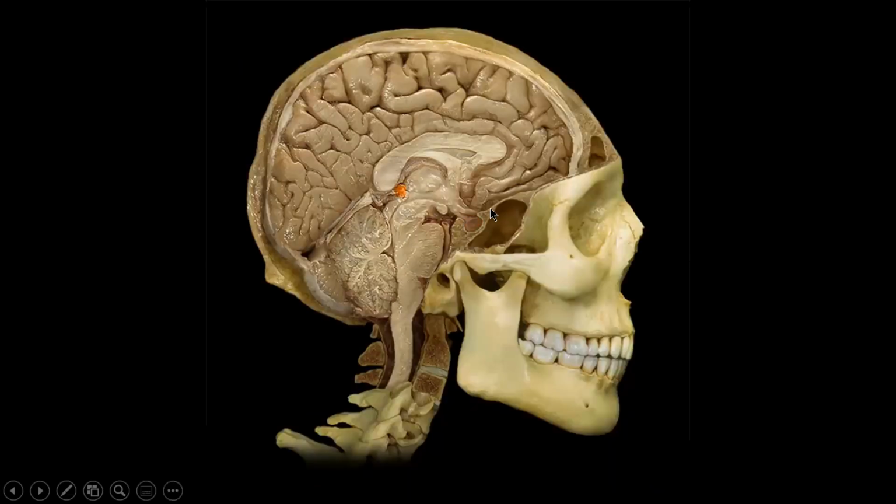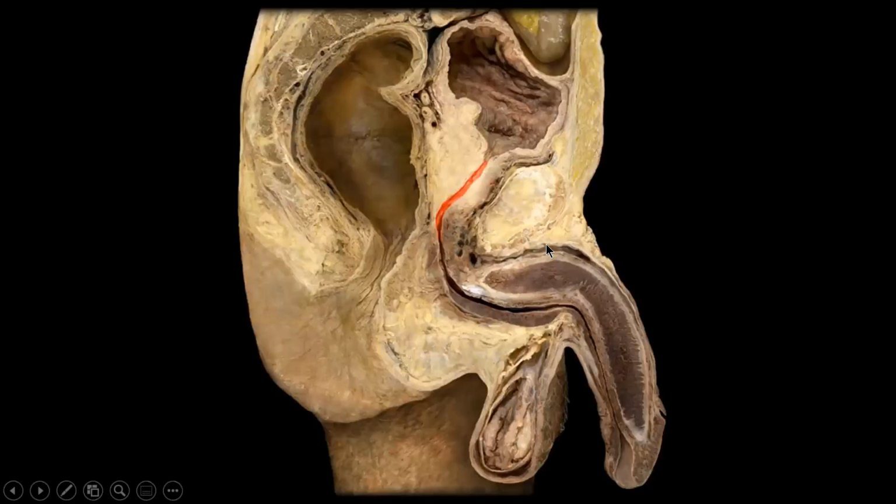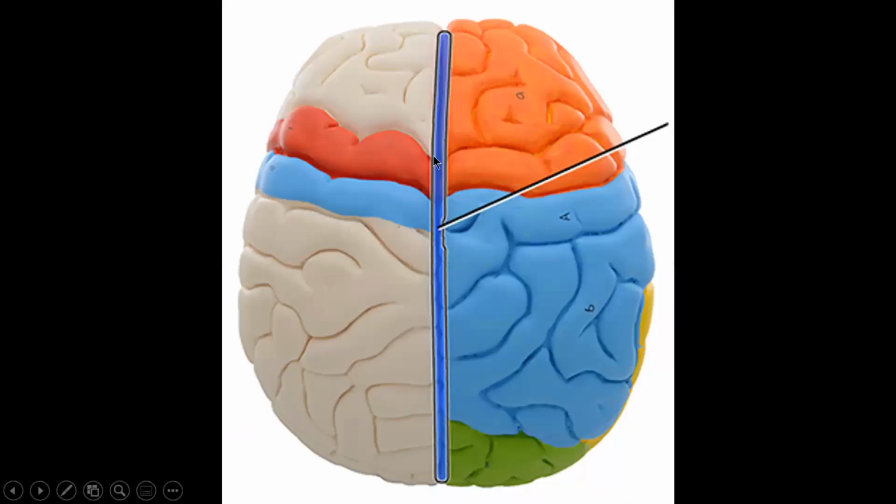This is pituitary gland. This is pineal. Pituitary gland, pineal gland. That is the pons, part of the brainstem. Pons from the inferior view. This is the longitudinal fissure. The red would be the precentral gyrus of the frontal lobe. This blue right here would be the post-central gyrus of the parietal lobe.